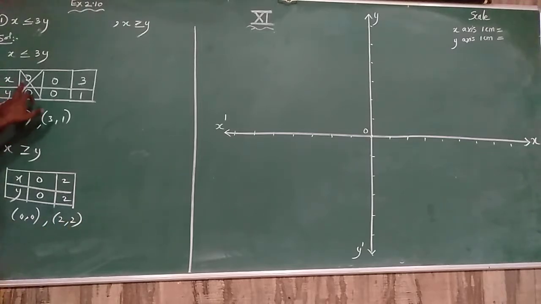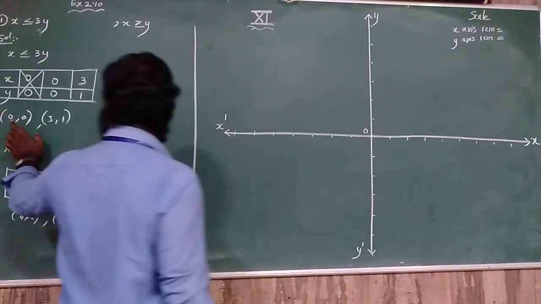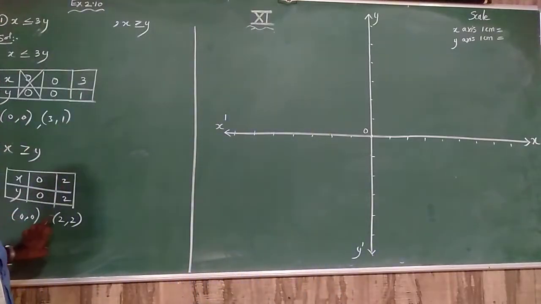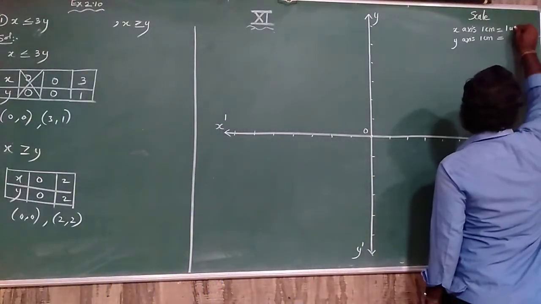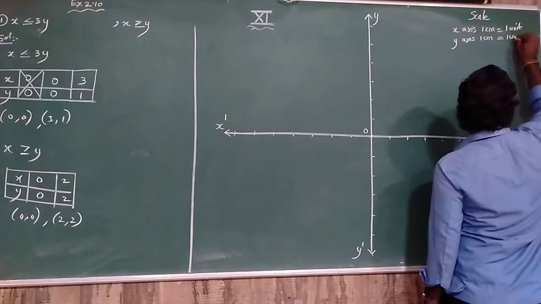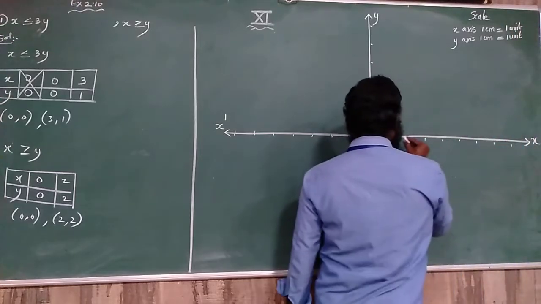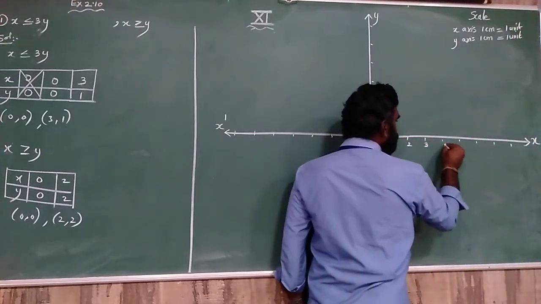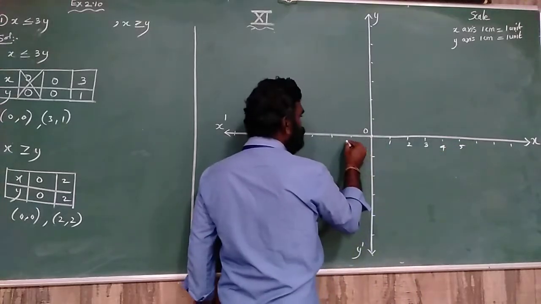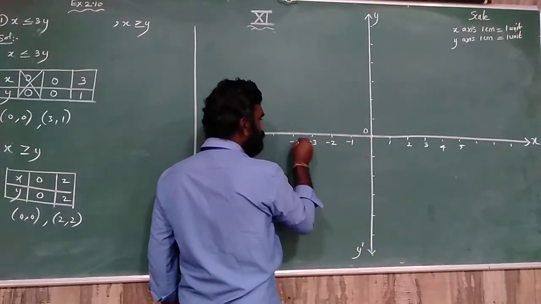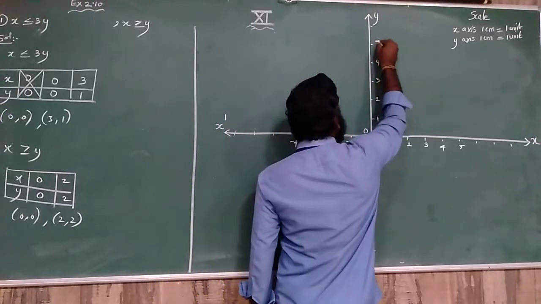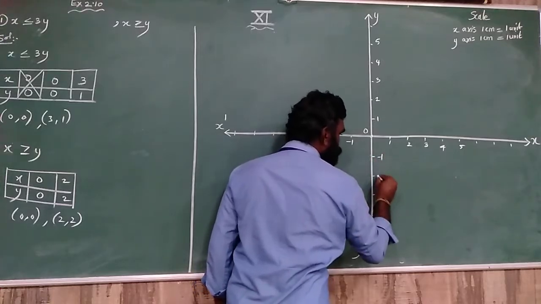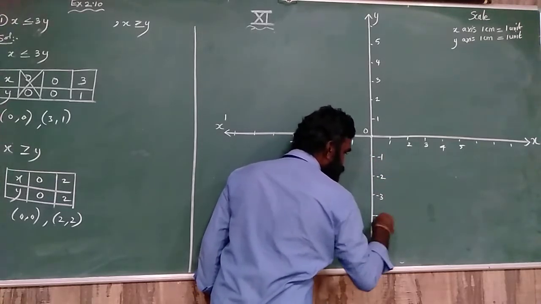First I am going to draw this line. Since our points are 0, 0, 3, 1 and 0, 0, 2, 2, I am going to take on the x-axis 1 centimeter equal to 1 unit, and on the y-axis 1 centimeter equal to 1 unit. So I take 1, 2, 3, 4, 5 and negative 1, 2, 3, 4 on the x-axis, and the same on the y-axis.